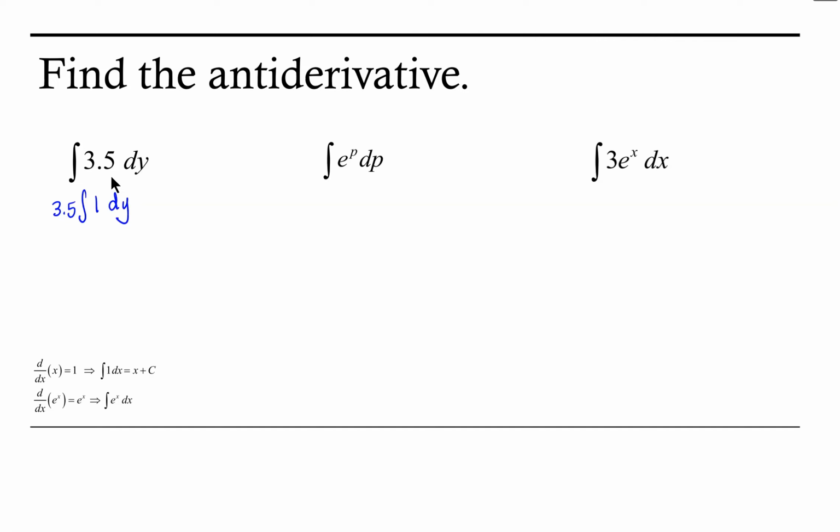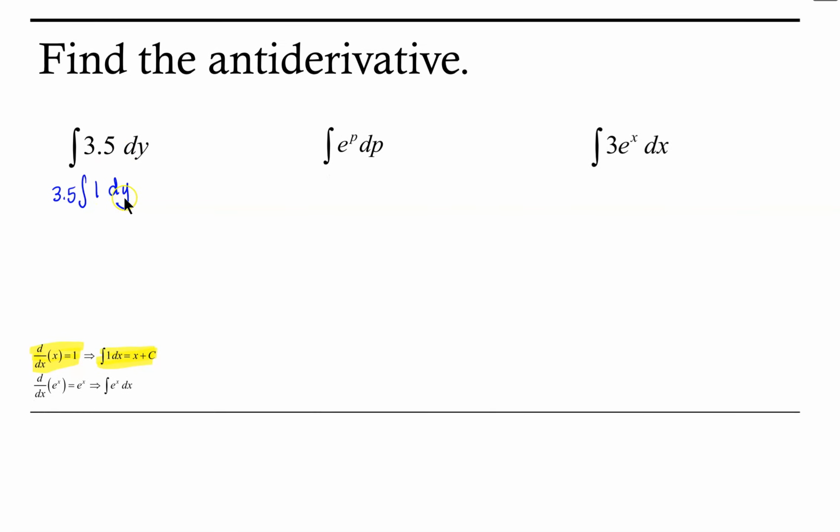And then we know that the derivative of x is equal to 1. So when that derivative is equal to 1, that means the antiderivative is going to be x plus a constant. Well, in this case, my variable is y, my differential is dy, so I will not be using x. But the antiderivative of 1 dy would be y plus c. So we'd end up with 3.5 times y plus c.